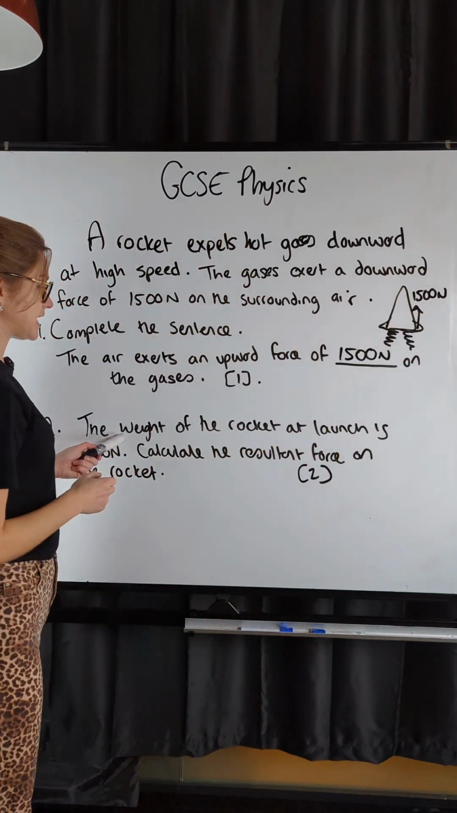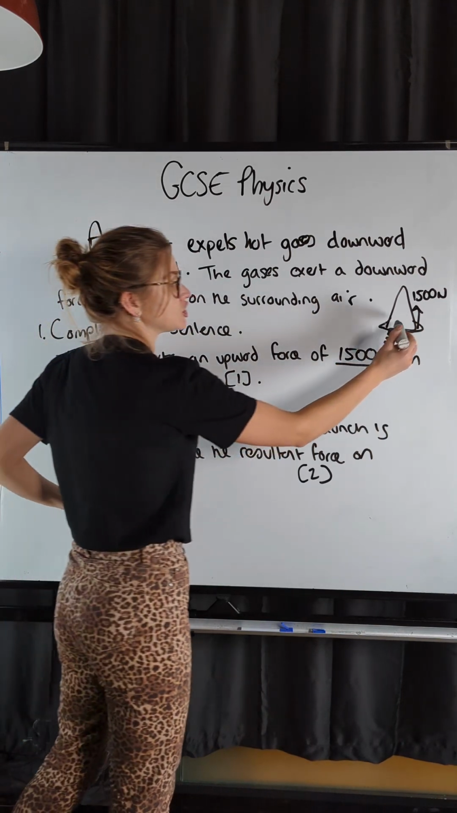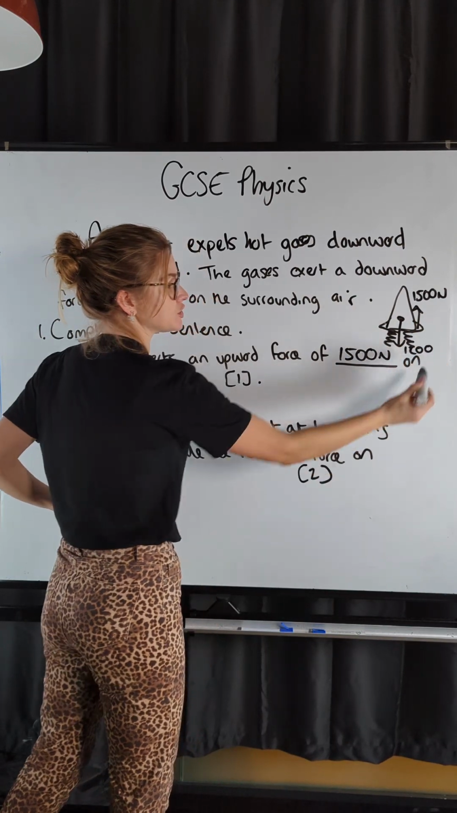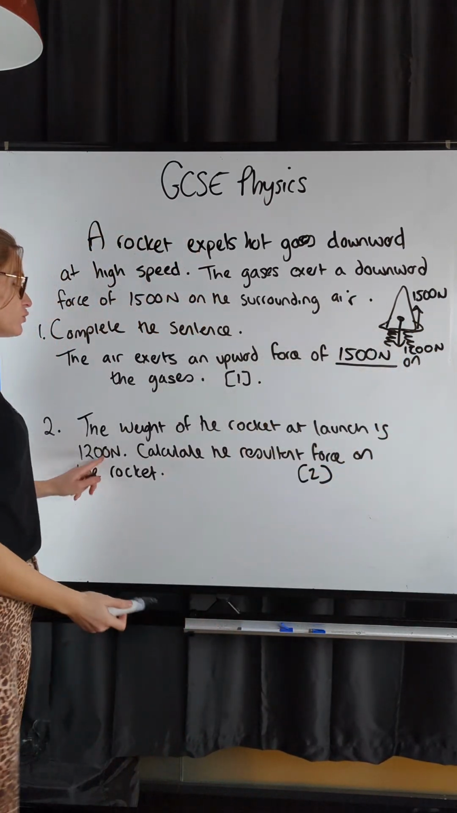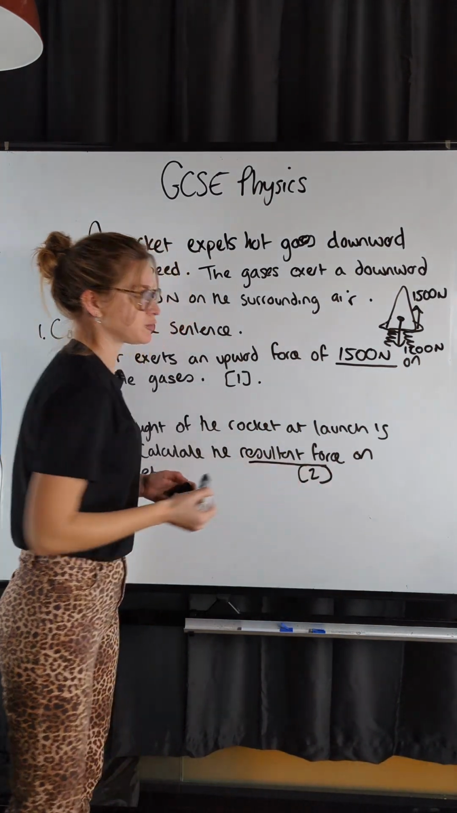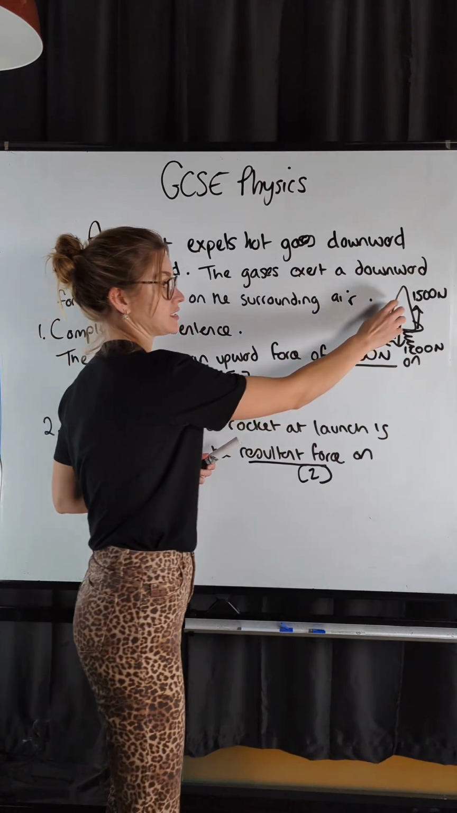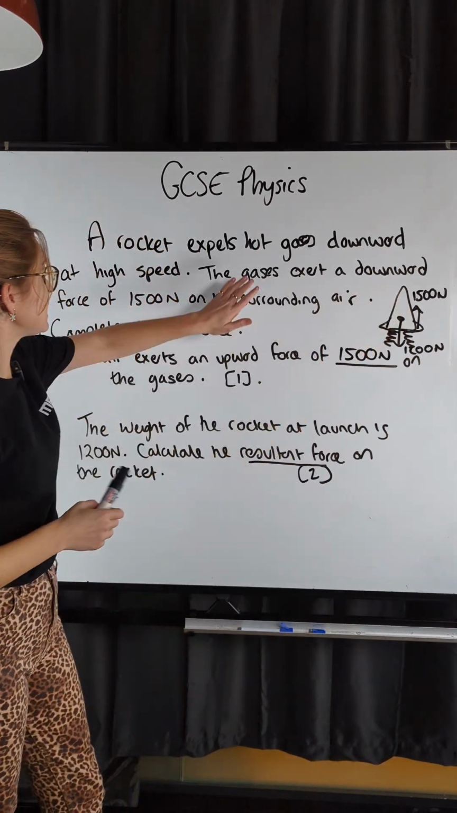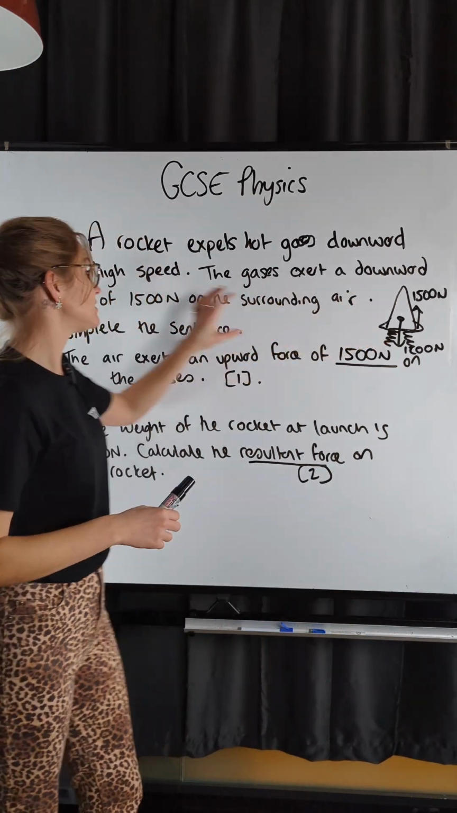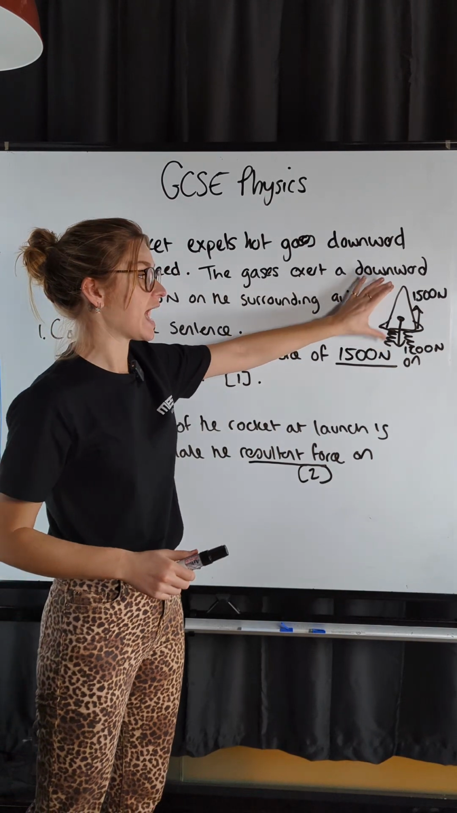Now the next question says the weight of the rocket is 1,200 newtons. So remember, if I look at just my rocket, the weight, that downward force of gravity, is 1,200 newtons. Now it says calculate the resultant force on the rocket. Remember, resultant force is the difference between the forces. We're looking at one object, we're only looking at the rocket. You might be thinking, we just said there's another downward force of 1,500, but that's not on the rocket. That downward force is on the air, not on the rocket. We're only looking at the rocket.